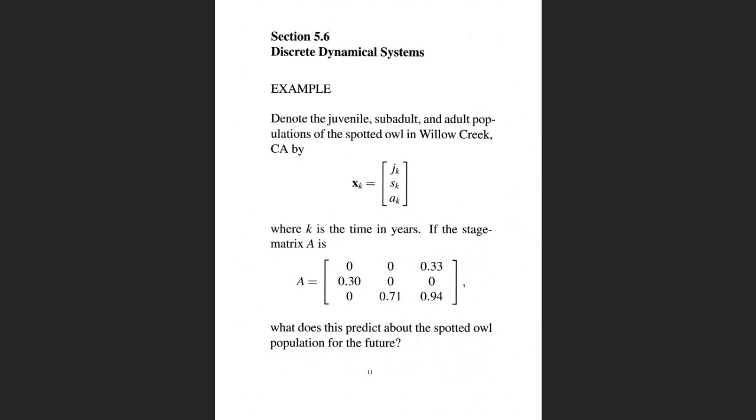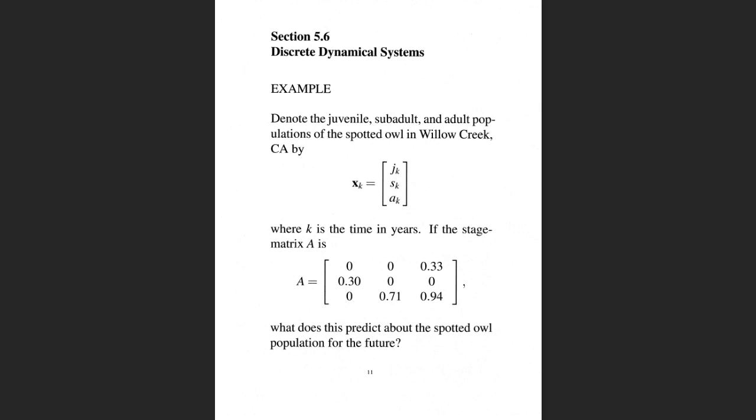Okay, so here we're talking about a spotted owl, a spotted owl in the Willow Creek, California region. They show a picture of an owl at the beginning of chapter 5, but this is actually a spotted owl. Now, with this owl, we're not talking about two different species for our stage vector.